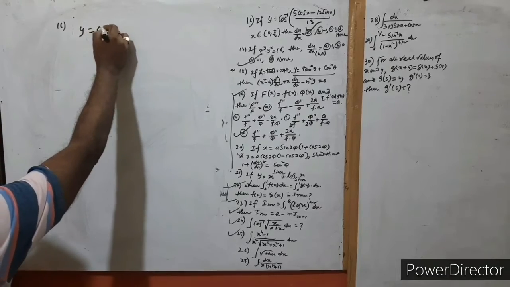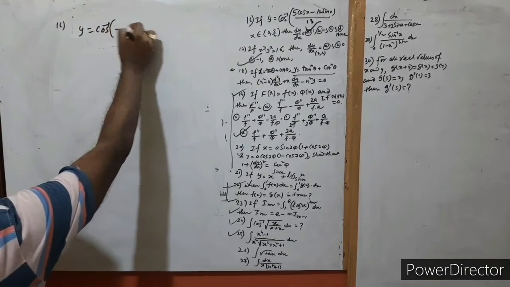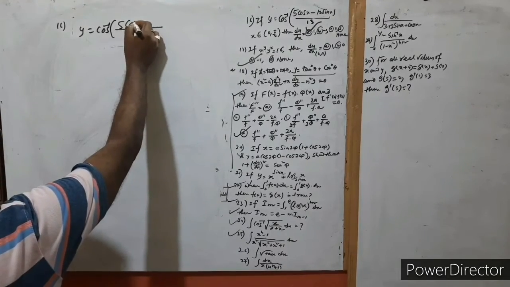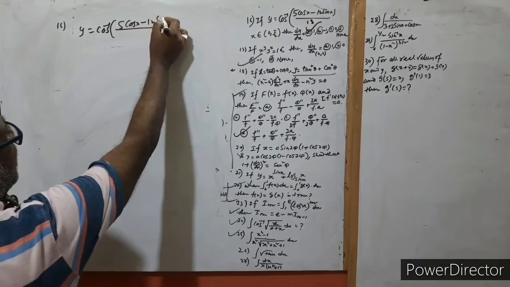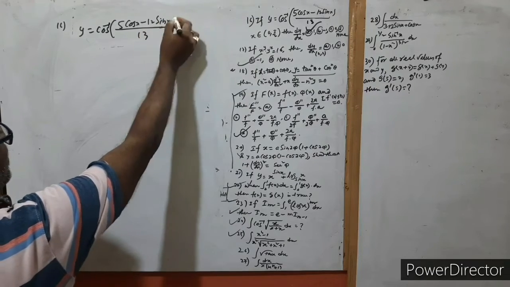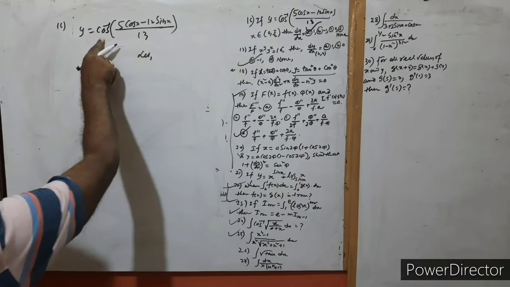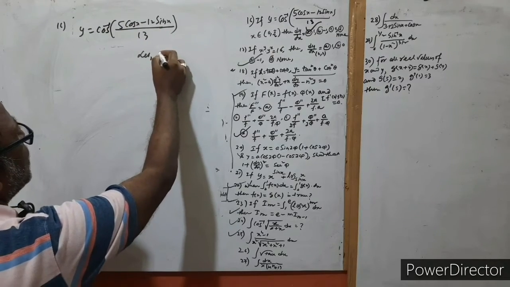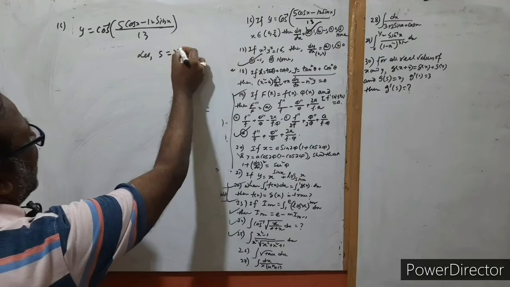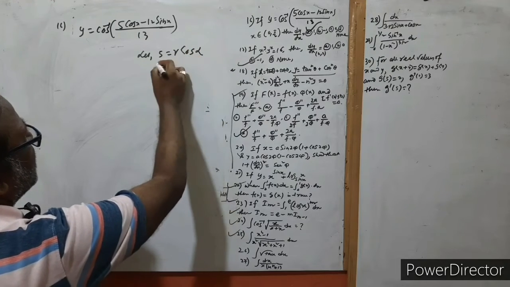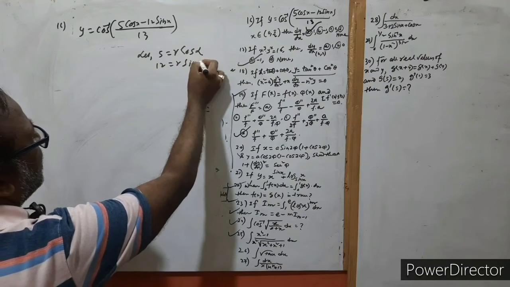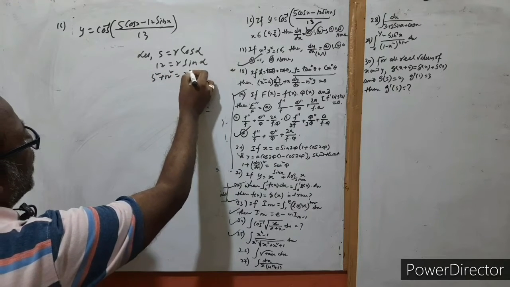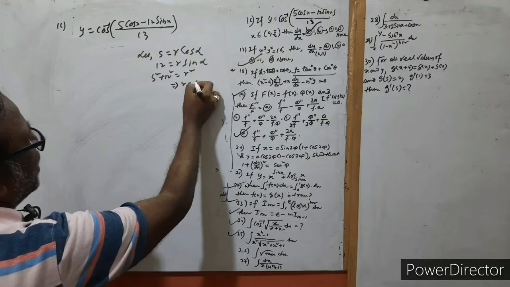y is equal to cos inverse of (5 cos x minus 12 sin x) by 13. As this is a cos inverse, we want to convert the whole thing into cos of something. So we take 5 as r cos alpha and 12 as r sin alpha. Now 5 square plus 12 square is equal to r square, and therefore r is equal to 13.